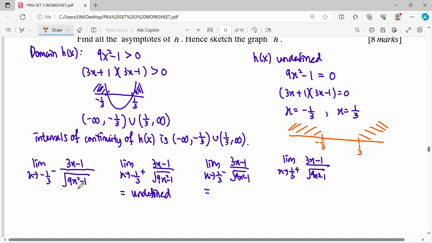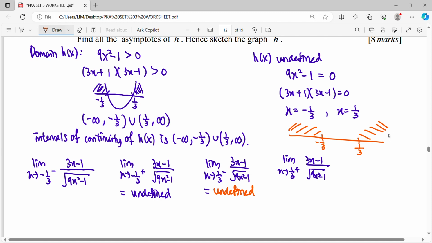In the domain left hand side. When x approaches negative 1/3 from the right hand side, in the domain or not? The function in the domain or not? No. So when it approaches 1/3 from the left hand side, so this side also undefined. It's not in the domain the graph. But when your limit approaches 1/3 from the right hand side, got or not? Yeah, got graph. So we want to see is it happen an asymptote here.